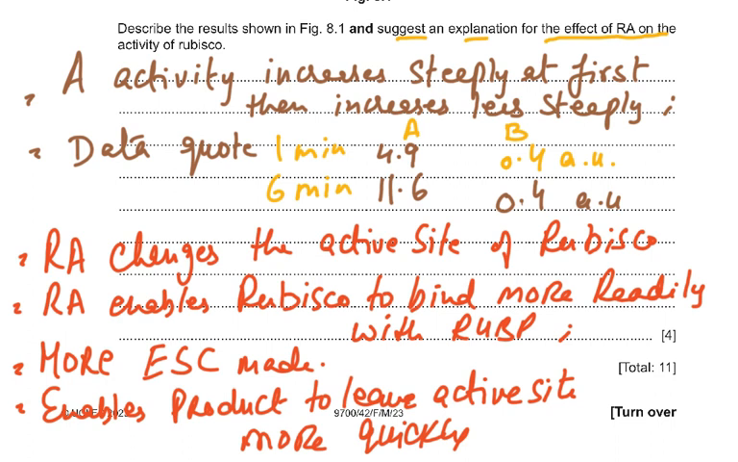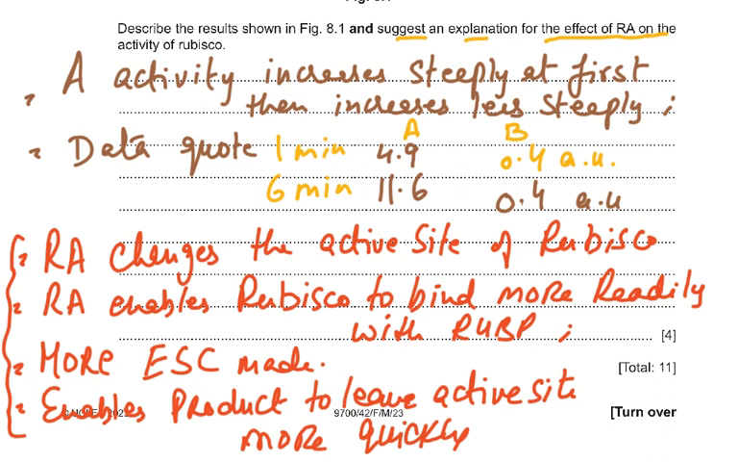A activity increases steeply at first and then increases less steeply. Then if you give me a data quote, 1 minute for A and 1 minute for B and then 6 minutes for A and B, then RA, which was what? Rubisco activase, changes the active site of Rubisco. Now these red are the explanations. So Rubisco activase or RA changes the active site of Rubisco.